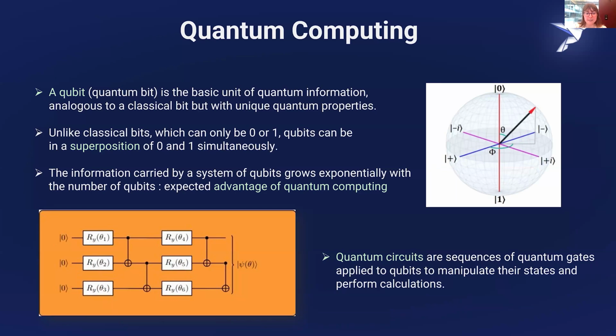Ultimately, what this means is that the information carried by a system of qubits grows exponentially with the number of qubits. This is the expected advantage of quantum computing over classical computing and why there is so much excitement about it. Also, analogously to classical computers, quantum computers have quantum circuits, which are sequences of quantum gates applied to qubits to manipulate their states and perform calculations. You have an example here of a quantum circuit on the left.